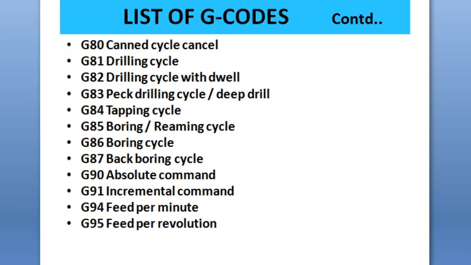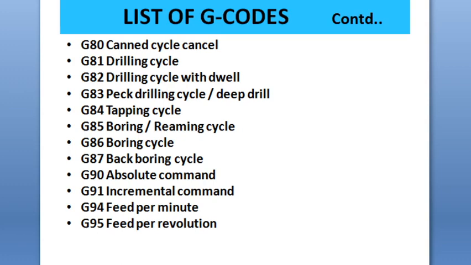G80 for canned cycle cancel. G81 drilling cycle. These are canned cycle codes. G82 drilling cycle with dwell. G83 peck drilling cycle for deep drilling. G84 tapping cycle. G85 boring or reaming. G86 boring operation. G87 back boring cycle.